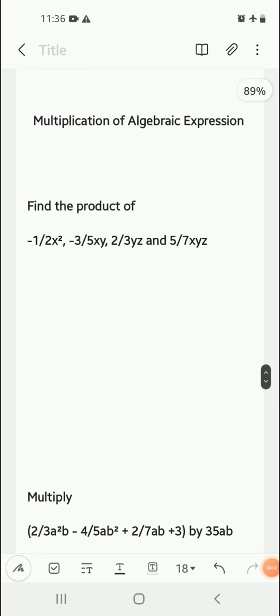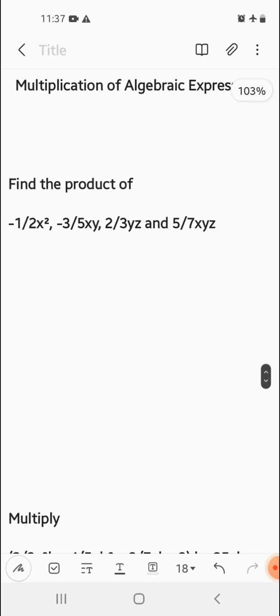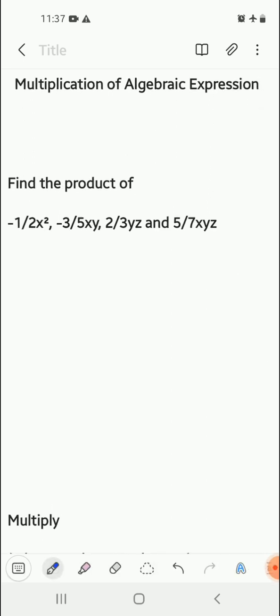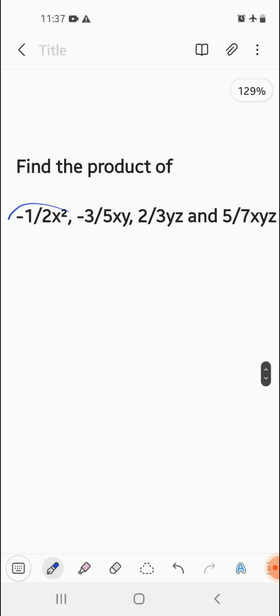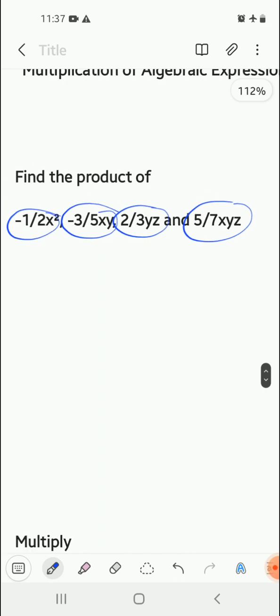Today's topic is multiplication of algebraic expressions. You have to find the product. Now, in this case, what we need to do is, they asked to find the product of this, and this. So there are four different expressions.